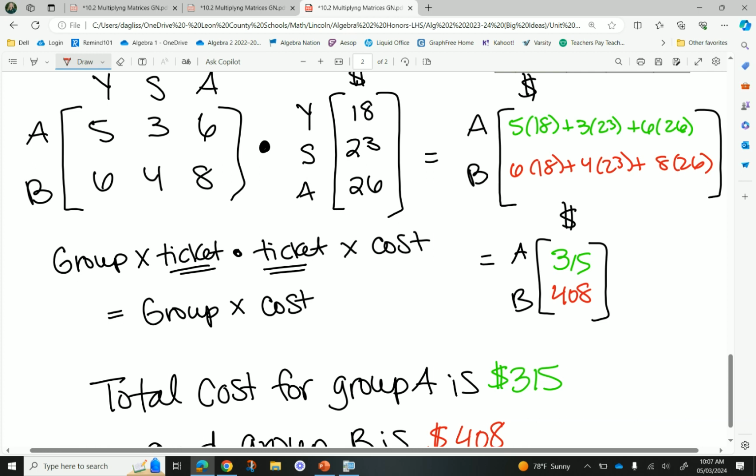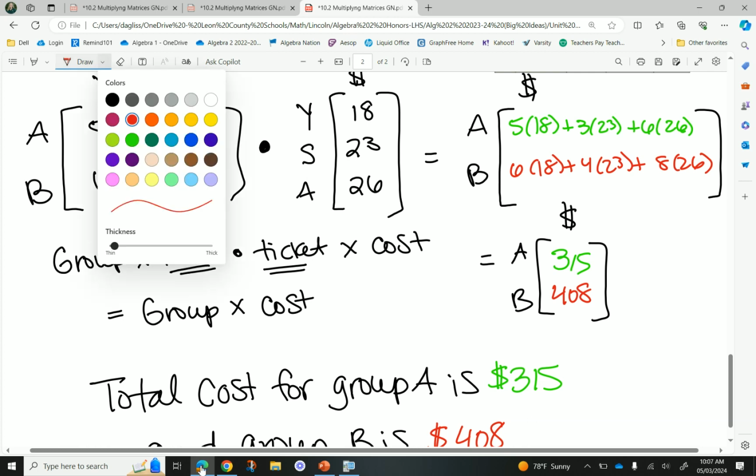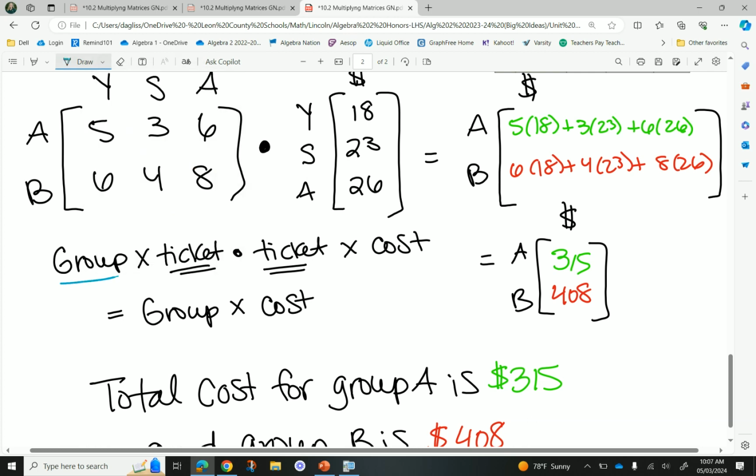Notice my dimensions, right? It was group by ticket times ticket by cost. So just like what it said was going to happen earlier, your outsides become the dimensions of your answer, right? We got group by cost. Okay, so the labels also match up with the multiplying dimensions rule. If your labels match, then your outside labels will be the dimensions of your product.